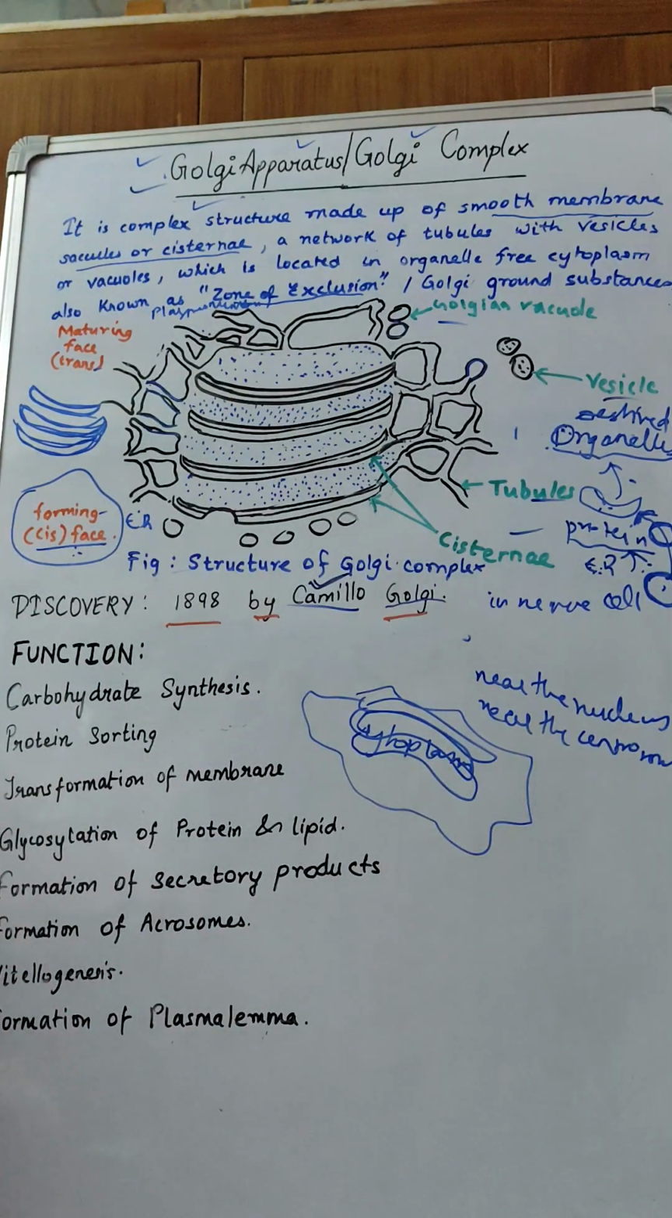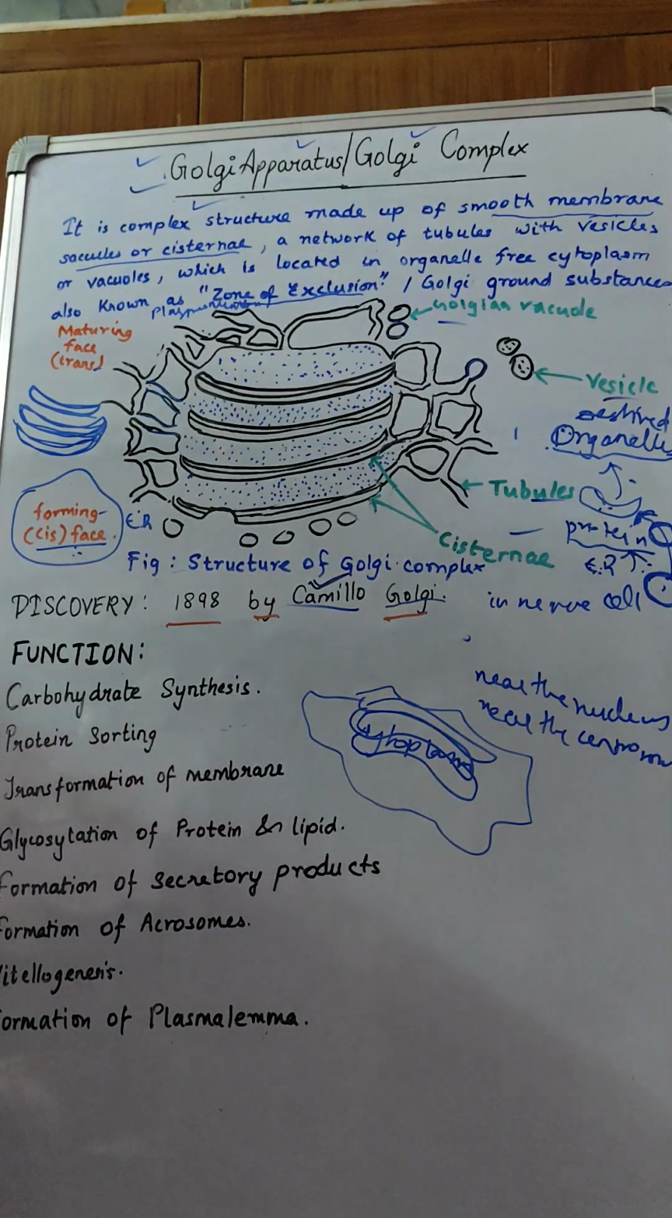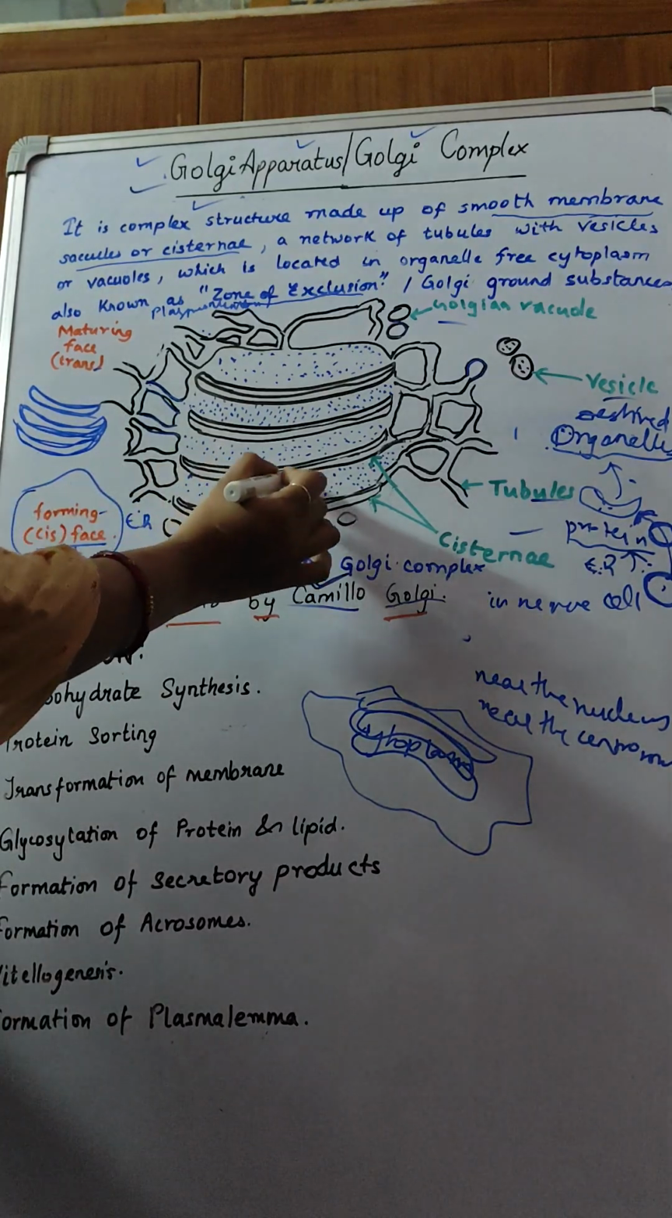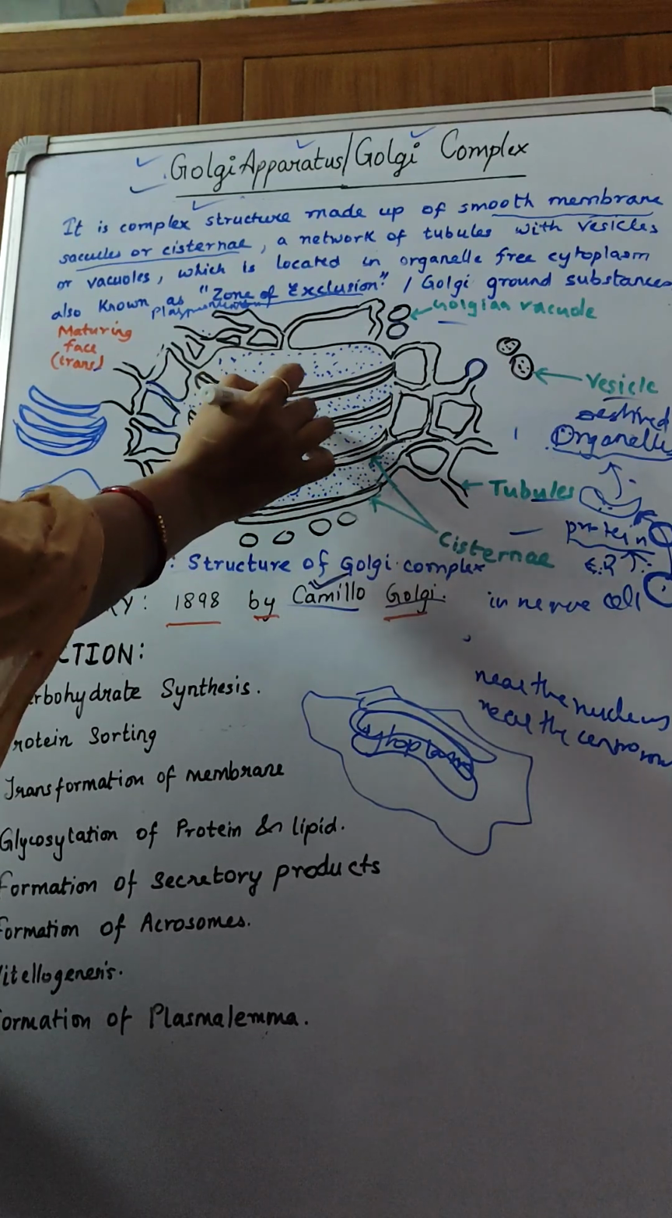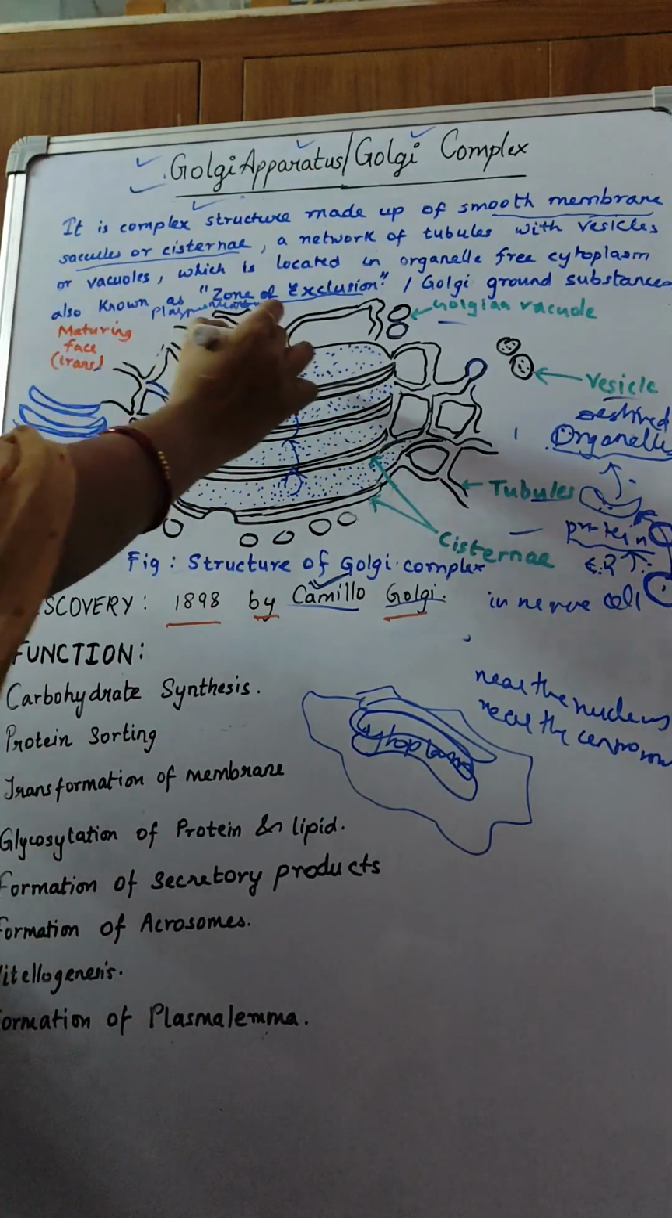So any transport vesicle coming from the endoplasmic reticulum will come toward the cis phase. The cis phase is going to receive that material, and that will pass on to the next cisternae, and then to the next, and then to the next, and lastly it will be passed to the trans.